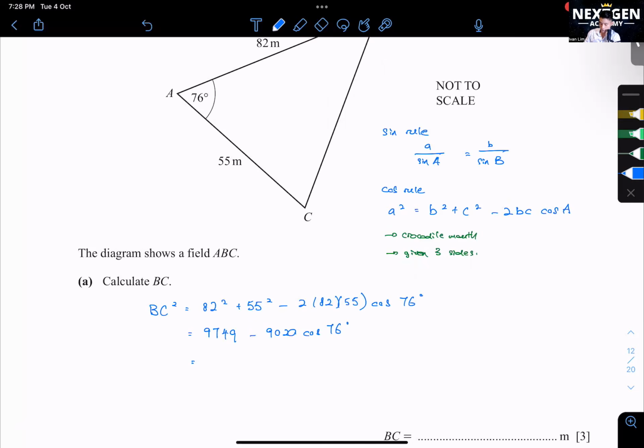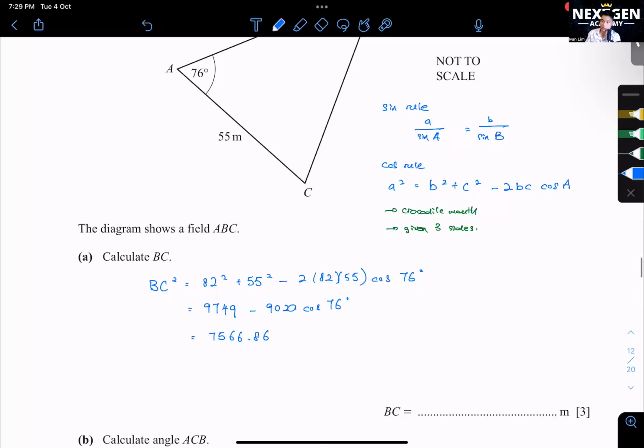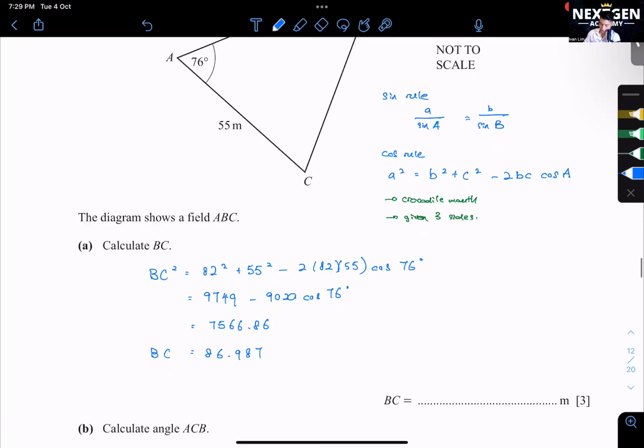And then you'll get 7566.86. When you type in the calculator, don't keep rounding it up. Just try to use the exact value as much as you can. Then you square root it, and you will get 86.987. The acceptable answer, if you want to round it up, is 87.0, because you need three significant figures. 87.0 meters.